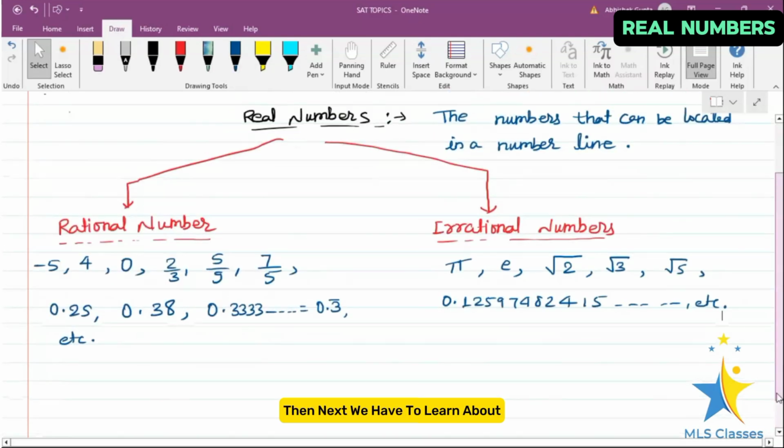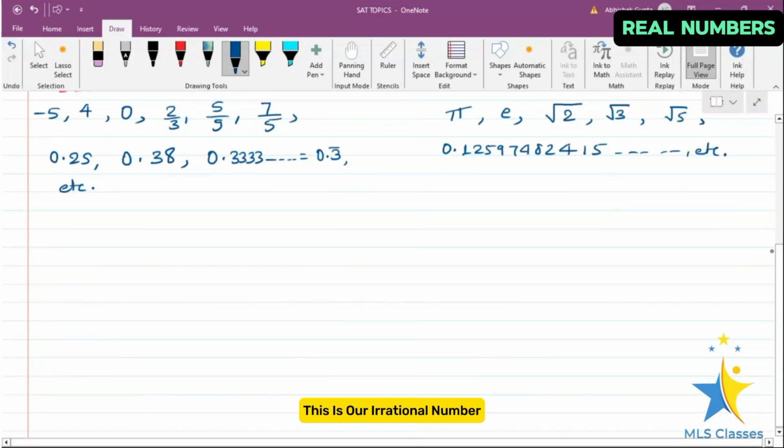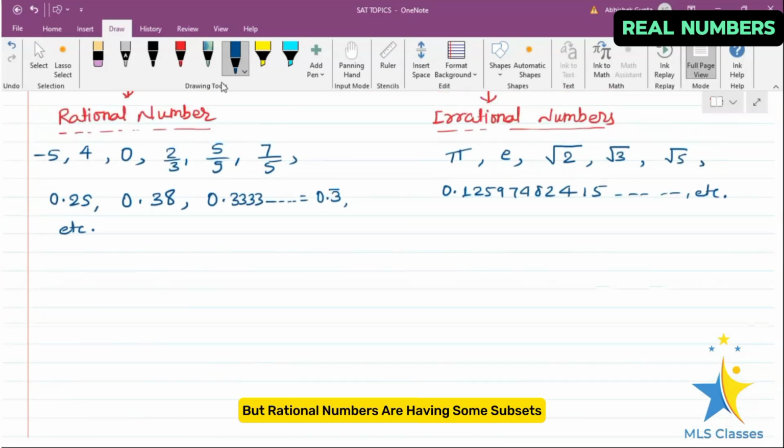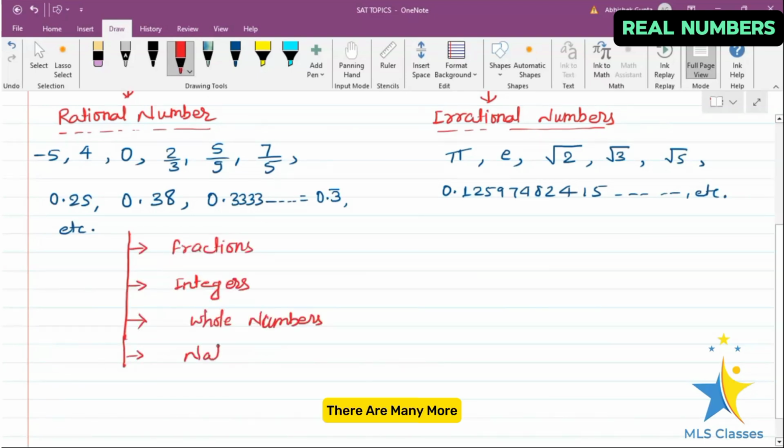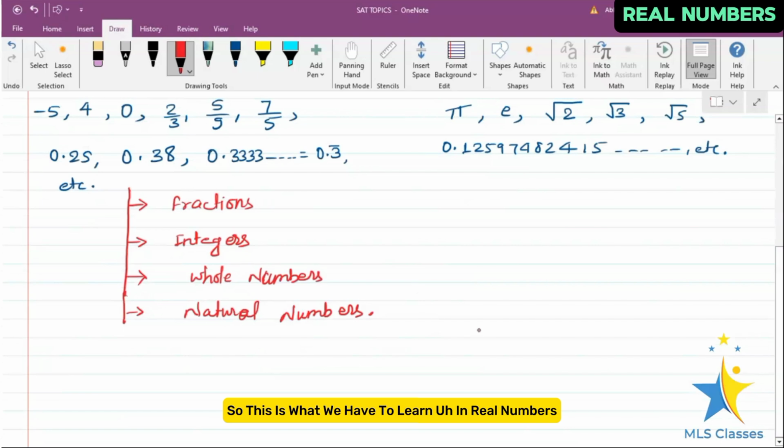Irrational numbers cannot be categorized further, but rational numbers have some subsets, and those subsets are fractions, integers, whole numbers and natural numbers. There are many more, like odd numbers, even numbers, but we will stop up to here only. So this is what we have to learn in real numbers.